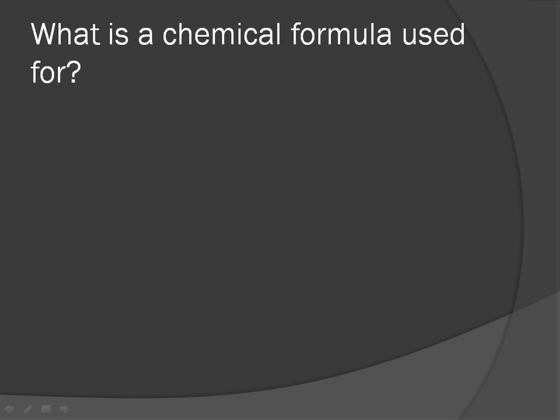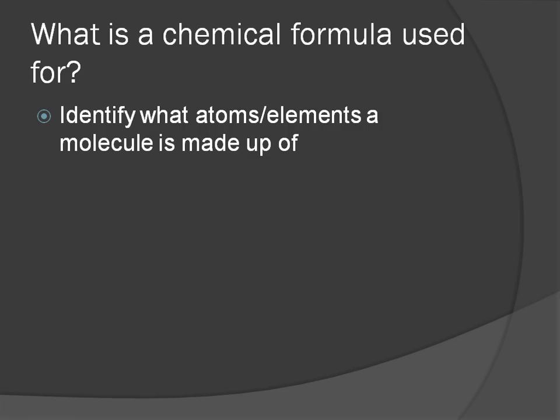The next one, what is a chemical formula used for? And we used this a couple days ago as we went through and looked at identifying what atoms or elements a molecule is made up of. A chemical formula is just basically the recipe saying this is what this thing is made out of, or it's the ingredient statement for it. So like if you read the back of a box of cereal, you can read all the ingredients on there. The same thing with the chemical formula.